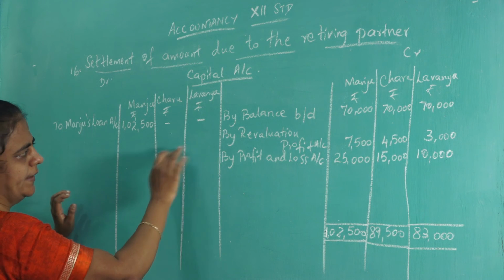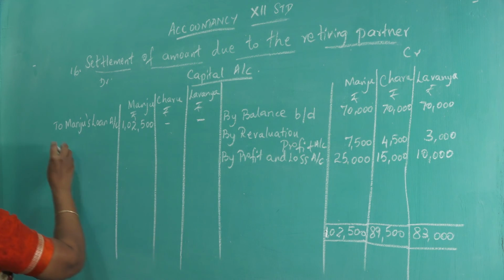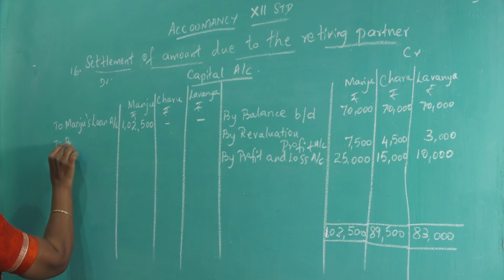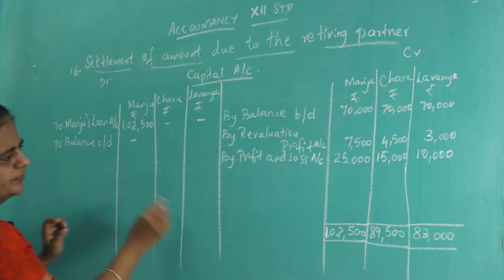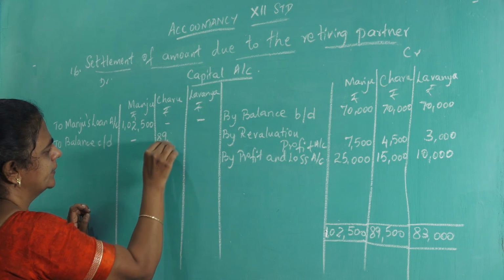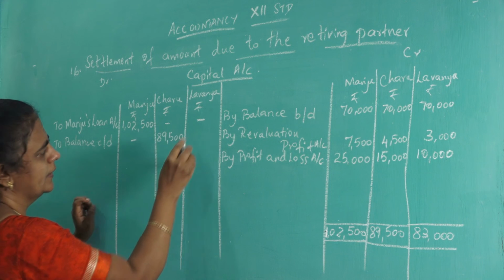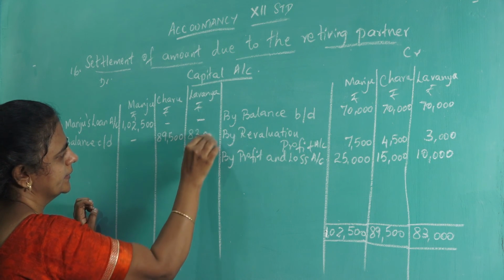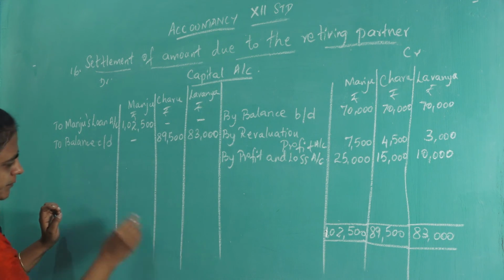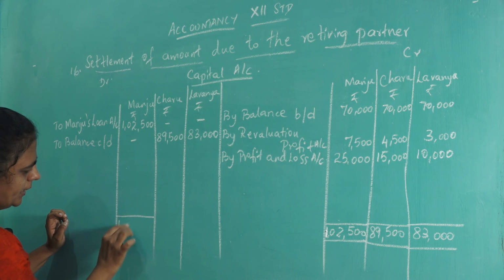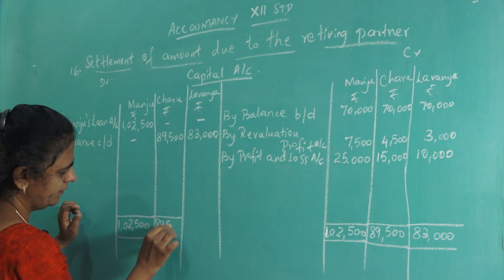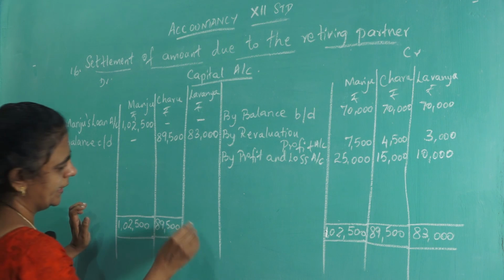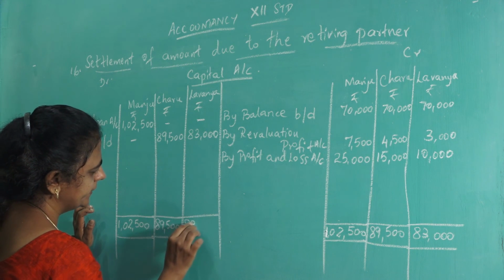Remaining 2 partners are there in the business. So put it as balance carried down. To balance carried down 89,500 and 83,000. So put the total for Manju 1,02,500, for Charu 89,500 and for Lavanya 83,000.